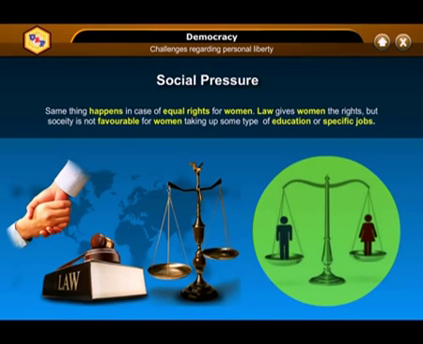Something similar happens in case of equal rights for women. Law gives women the rights, but society is not favorable for women taking up some types of education or specific jobs. Both these examples show how social pressure can limit personal liberty.